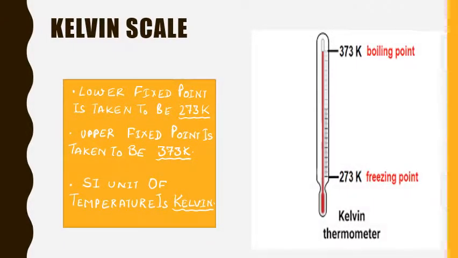Next scale is Kelvin scale. The lower fixed point in Kelvin scale is taken to be 273 Kelvin. The upper fixed point is taken to be 373 Kelvin. For scientific purposes, the absolute or Kelvin scale of temperature is used. The unit of temperature on this scale is Kelvin, which is represented by capital K, and this is also the SI unit of temperature. And 1 Kelvin is equal to 1 degree Celsius.